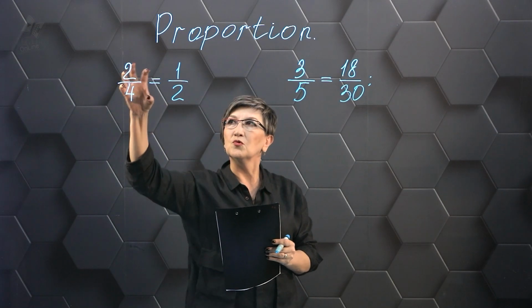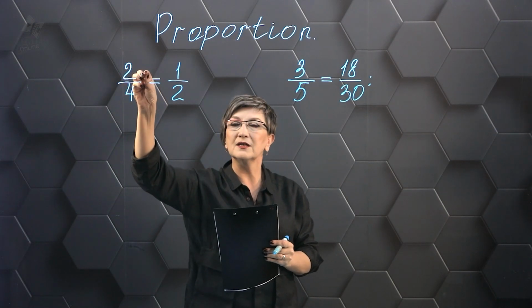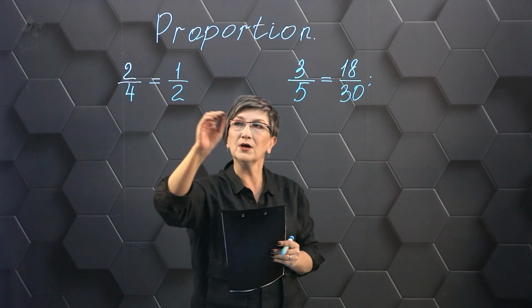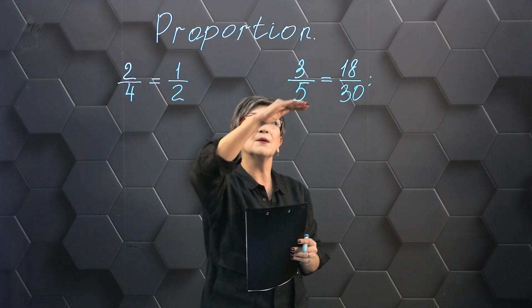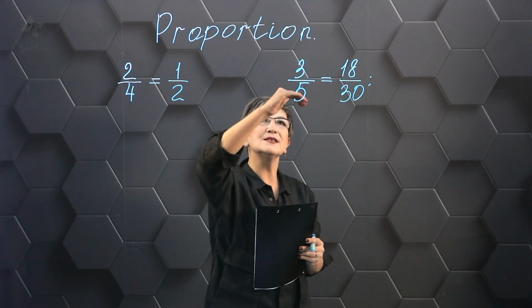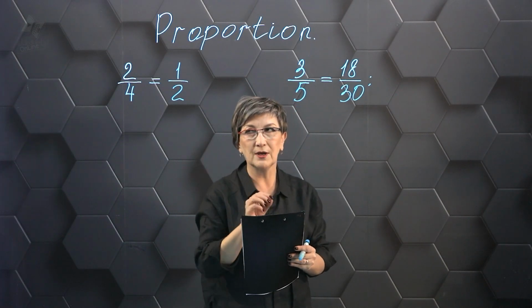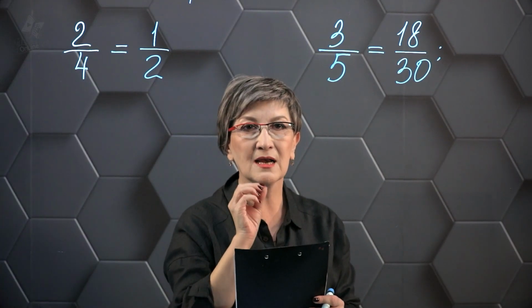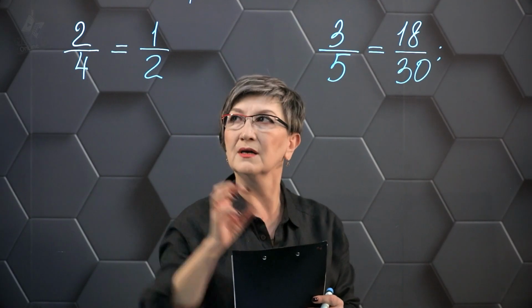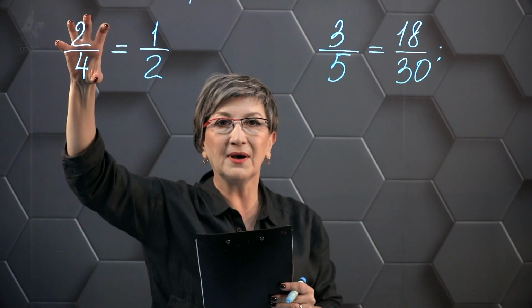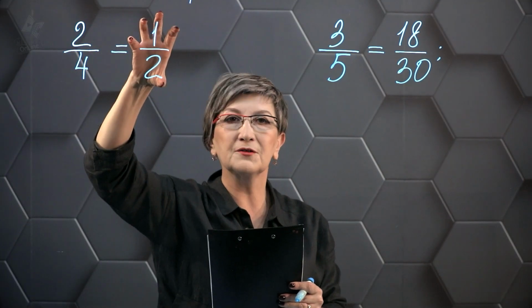And I can reduce the fraction. To do this, we need to divide the numerator and denominator by the same number. Or if we need to, we can multiply the numerator and denominator by the same number. And in doing so, equality is preserved. 2/4 is half. 1/2 is also half.